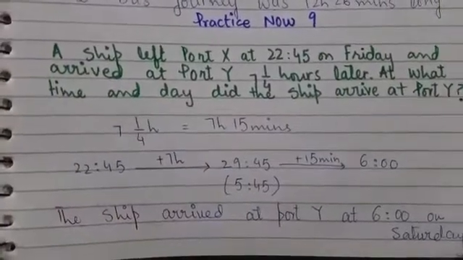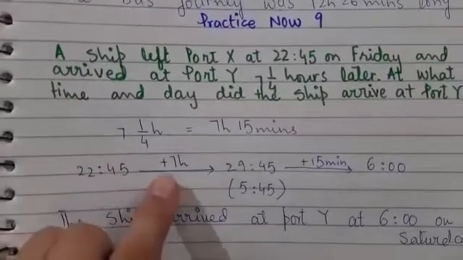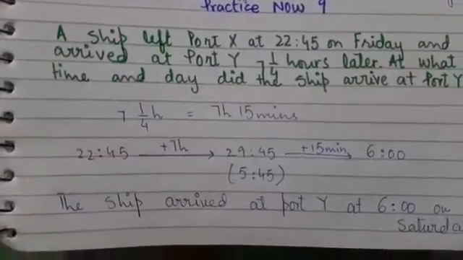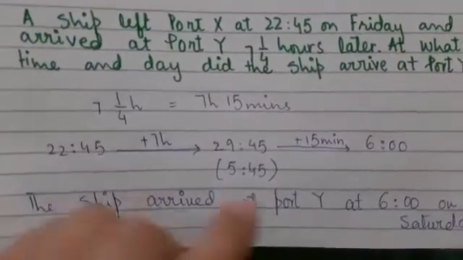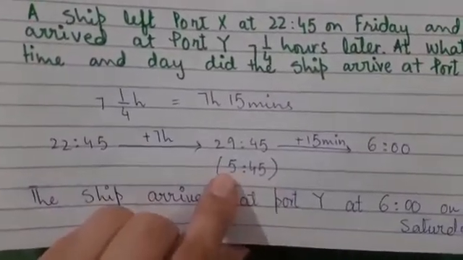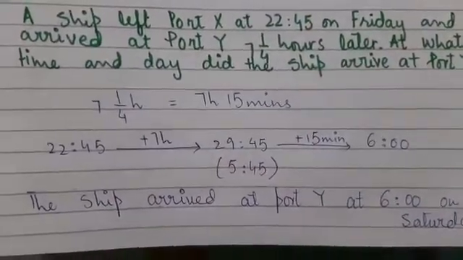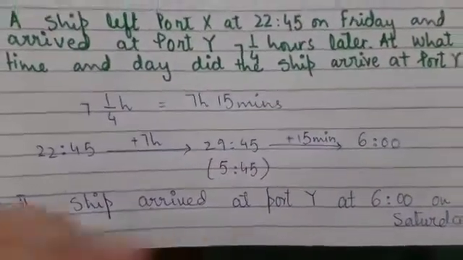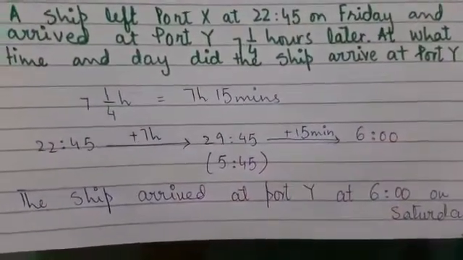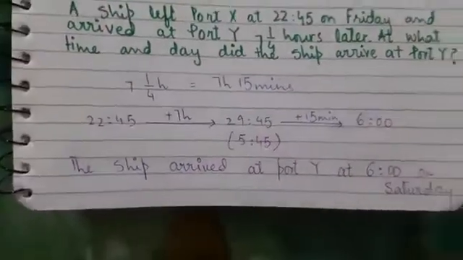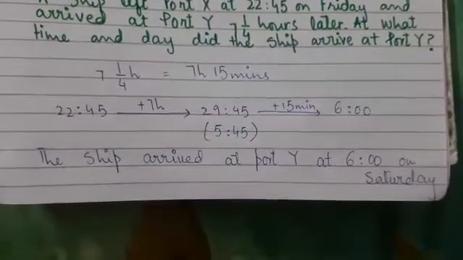Okay, so firstly, the starting time was 22:45. We will add 7 hours to it. After adding 7 hours to it, we get 5:45 in the 12-hour clock and 29:45 in the 24-hour clock. Now we will add 15 minutes to it. After adding 15 minutes to 45, we can easily observe that the time will be 6. So we can write that the ship arrived at port Y at 6 on Saturday.